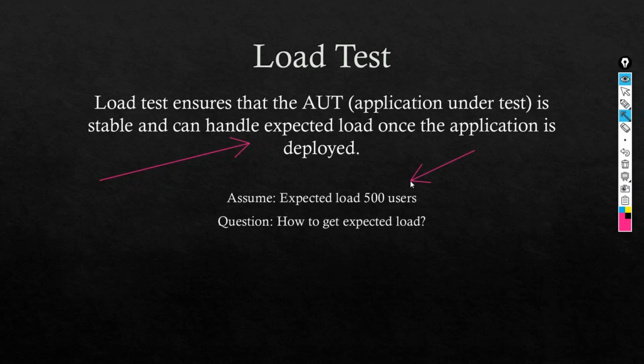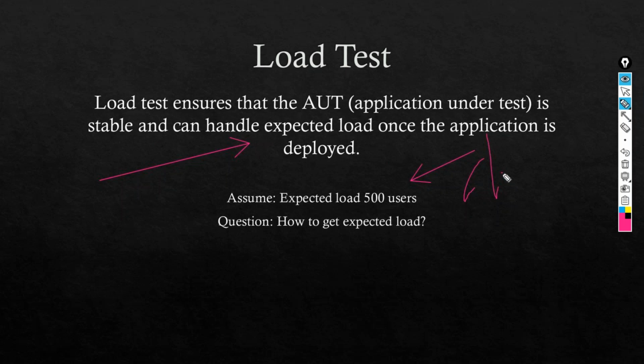Now you might ask me a question: who will give us this 500 or 200 or 300 number? Like, who will tell us with how many users we have to test an application, or with how many users we have to load test an application? Who will provide this number? So in real time, either the client will provide us, or the application team.